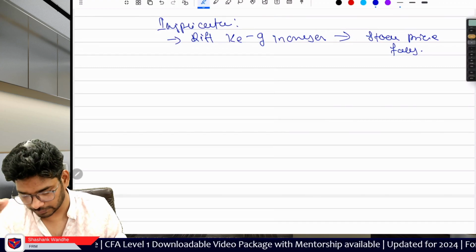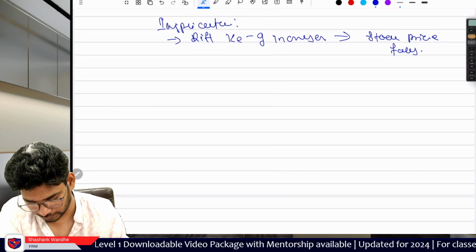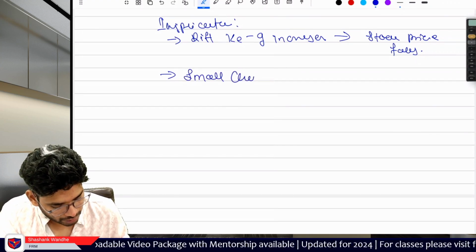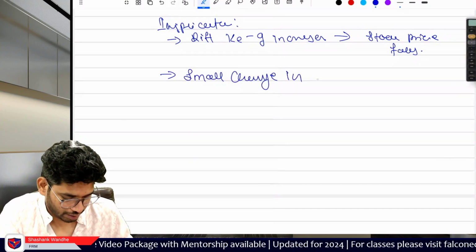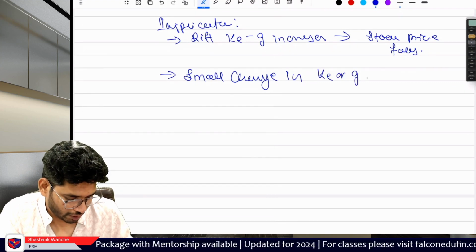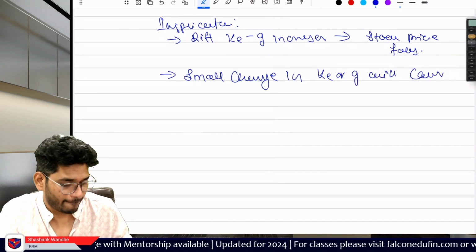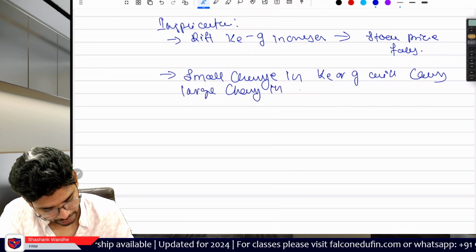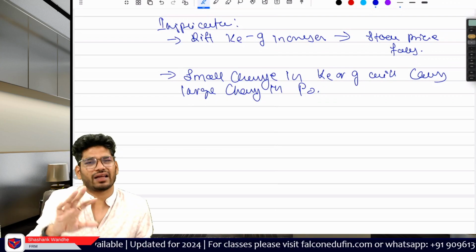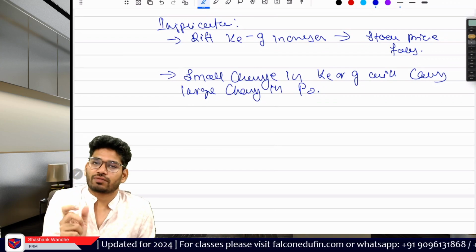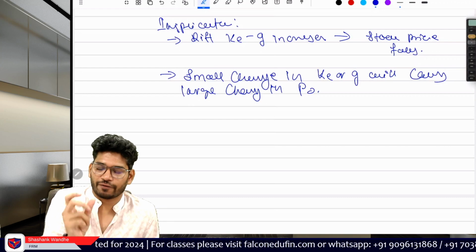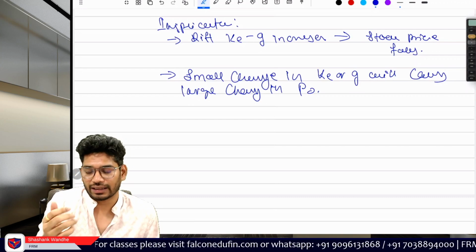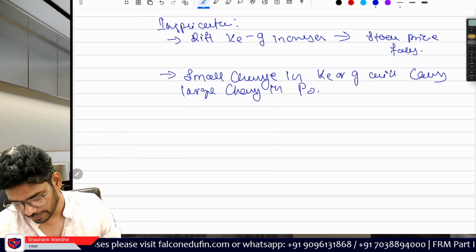Next point, a small change in Ke or g will cause a large change in P0. Very simple. Why? Again, the mathematics, right? If you change Ke by 1%, then the price won't be affected by only 1%. So this is what you need to understand.